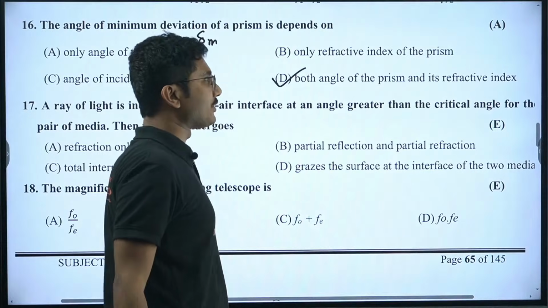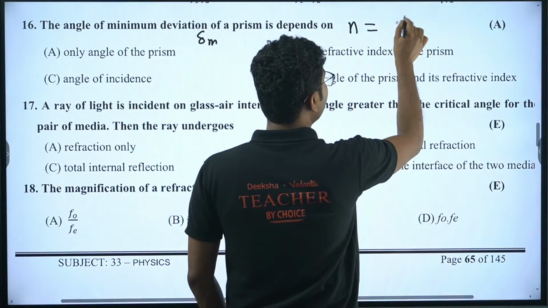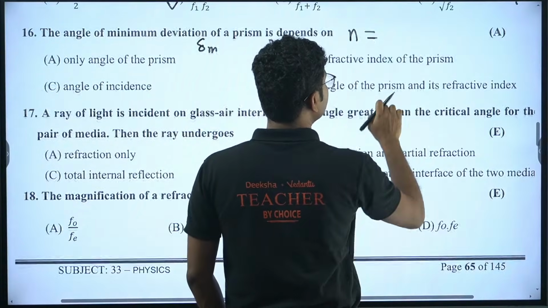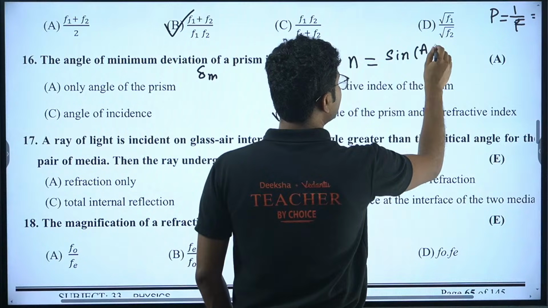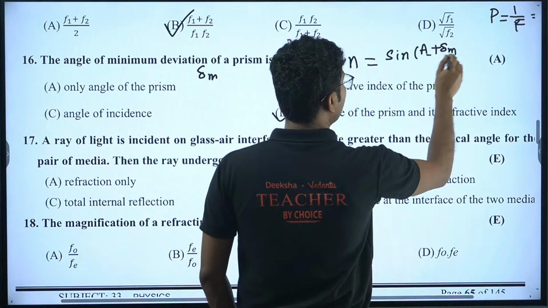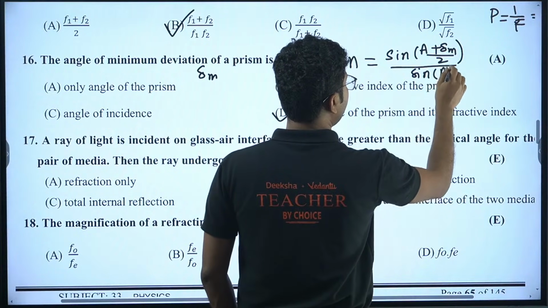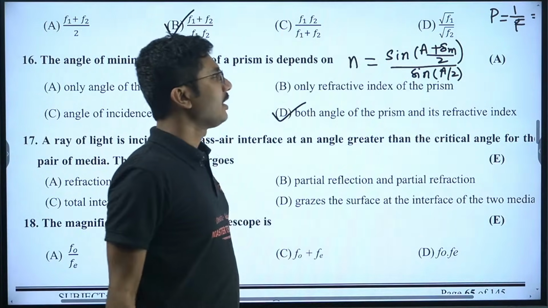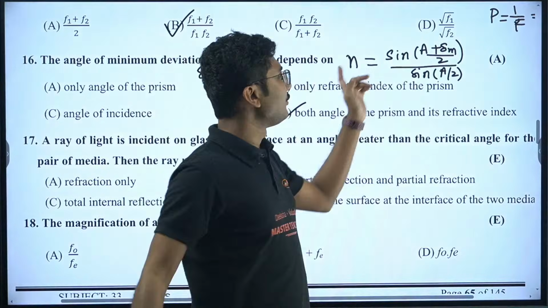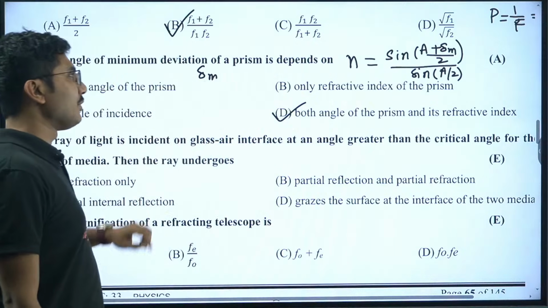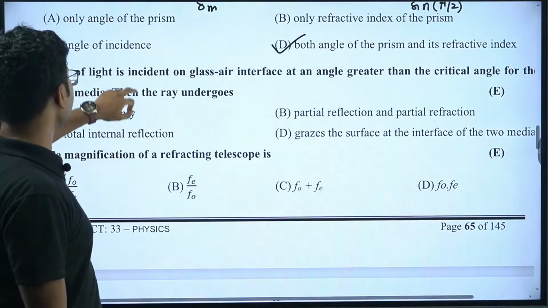So next, it will be 16D. Both angle of the prism and refractive index, because refractive index of the prism material is given by sine((A plus delta m) by 2) divided by sine(A by 2). So from here you can calculate delta m. You need to know the refractive index and the angle of the prism, then only you can calculate delta m. So it depends on both angle of the prism and refractive index.